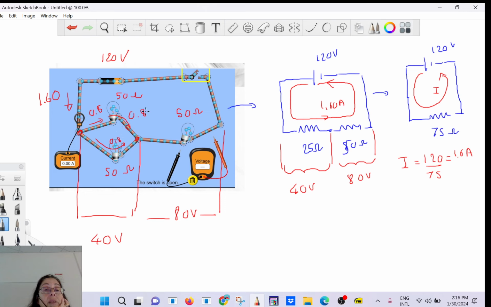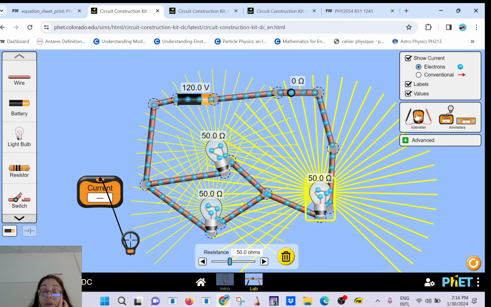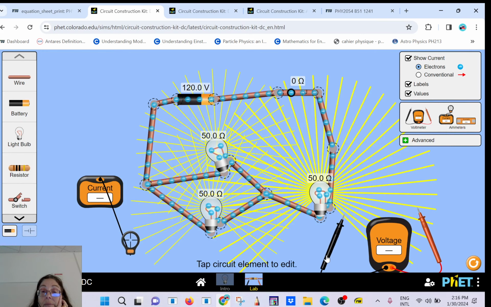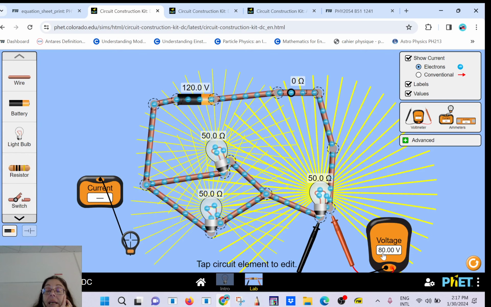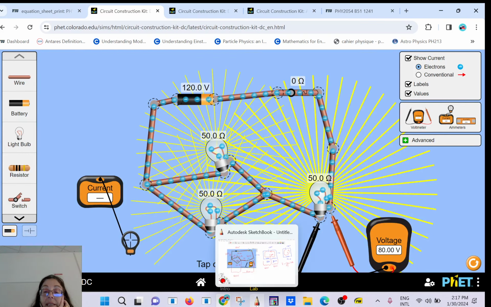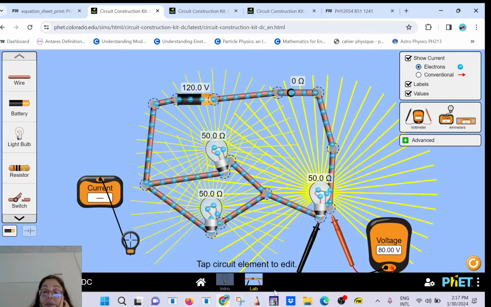You see how it works? And then 0.8, 0.8 is going to be 1.6, and it's going to be 1.6. Do you see how it works? Okay, so let's check here. I'm going to take a voltmeter. I'm going to measure the voltage here, and it says 80 volt, right? Did I get that? 80 volt.